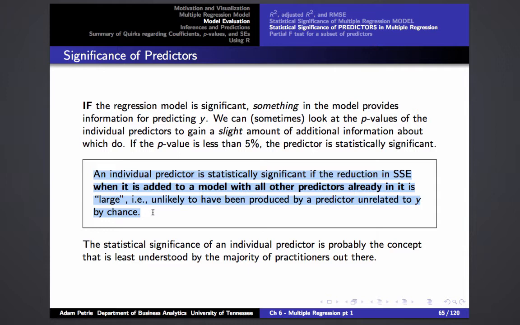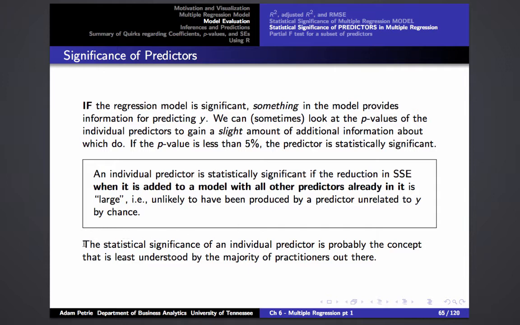So this is what we do. Basically, we imagine a model with all the other predictors already in it, and then we add the predictor of interest to that model. The sum of squared errors is going to get reduced because whenever we add in a new predictor, we give the model a little bit more flexibility. It's going to fit the data better. So when we add in a predictor, we're going to get a sum of squared error reduction. The p-value of that individual predictor is the probability that we would have gotten a reduction in the sum of squared errors at least as big just by random chance from a random predictor, essentially.